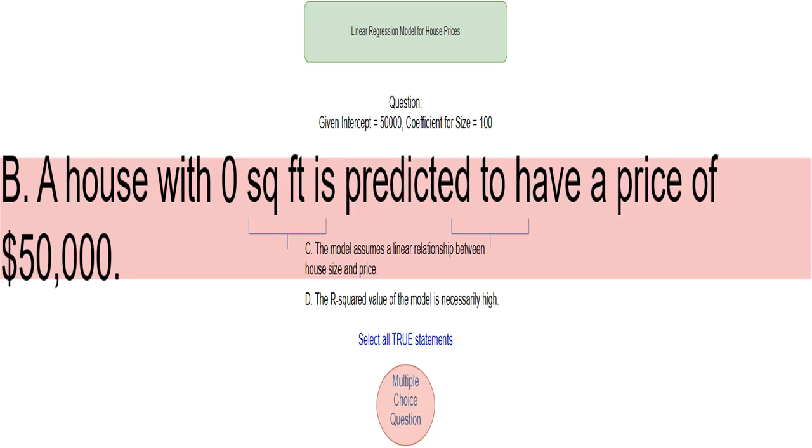Here, I need to know the meaning of the intercept. The intercept of 50,000 represents the predicted price when the house size is 0. So, this statement is also true.